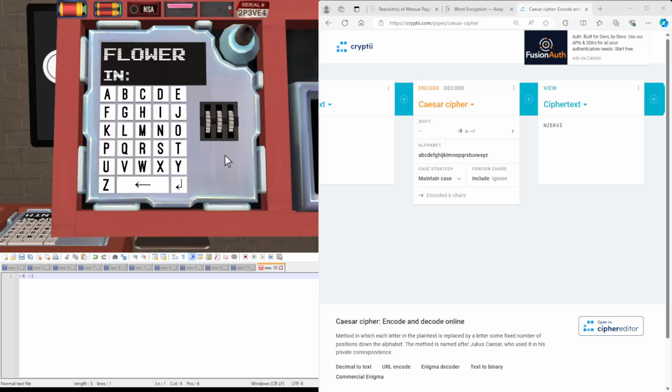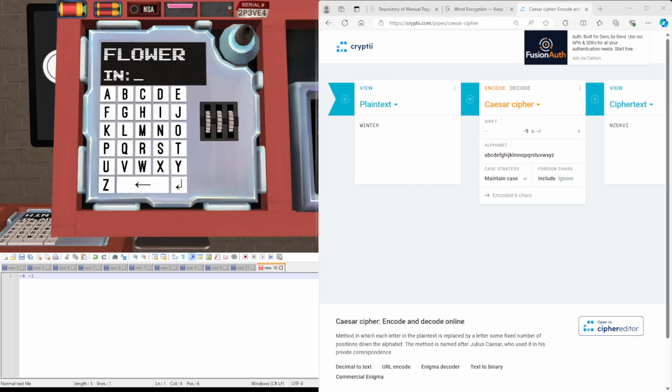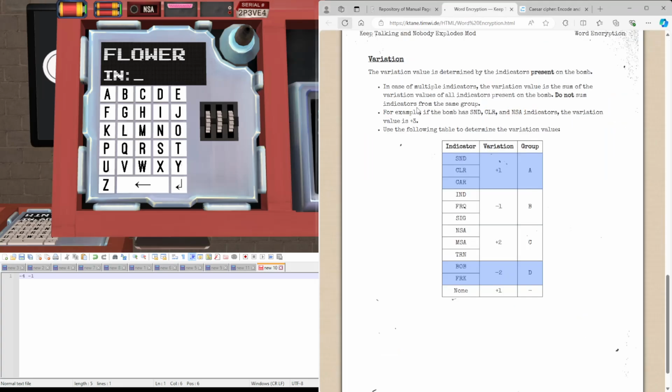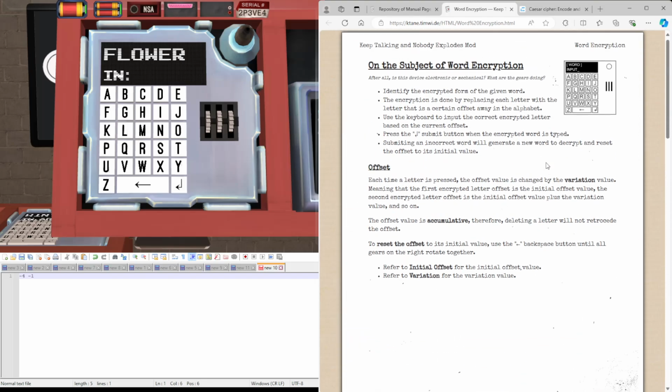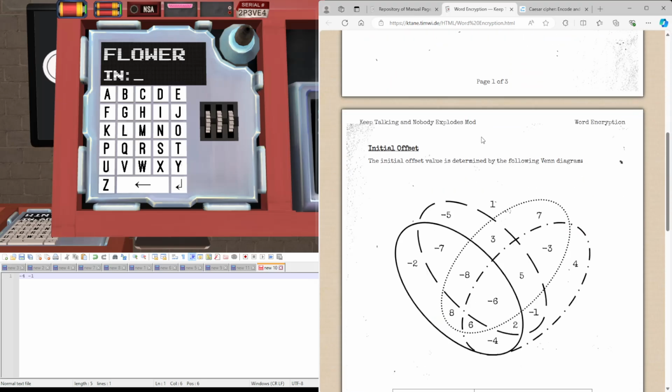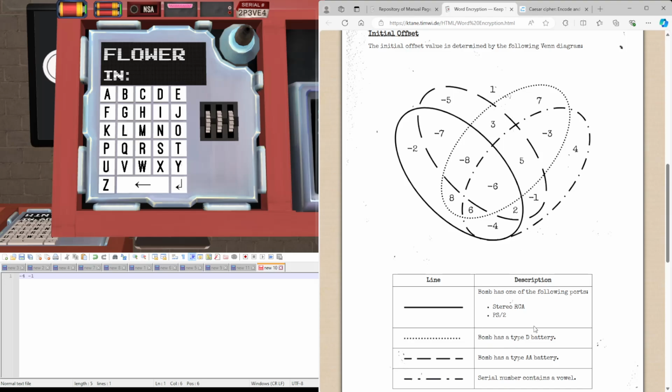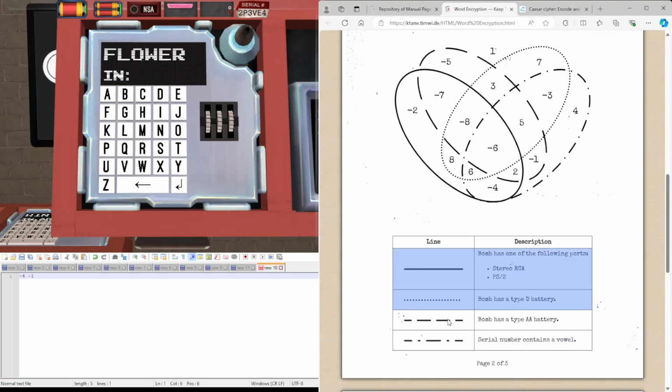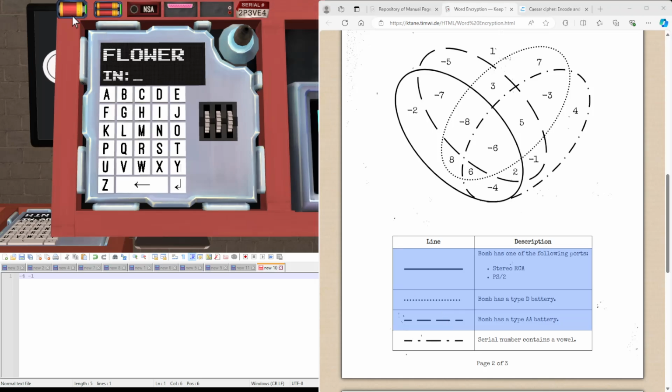Let's do another example. There's a reason I don't do bombs, because it is very heavily edgework based, depending on what you get. So initial offset again, stereo RCA PS2. This time we do have an RCA, so that one's true again. We do have a D-type battery. We do have an AA type battery, as we see here, and the serial number does contain a vowel. So we actually have all of them apply. So we're looking in the middle here at -6.